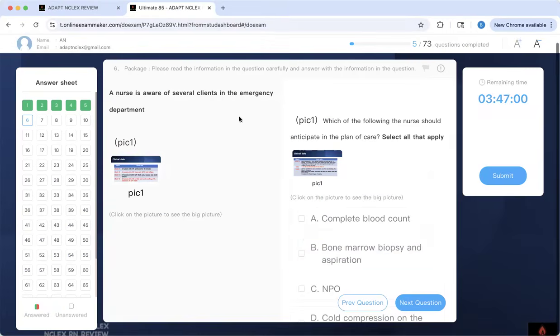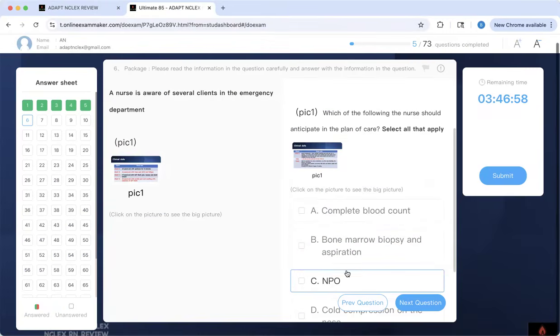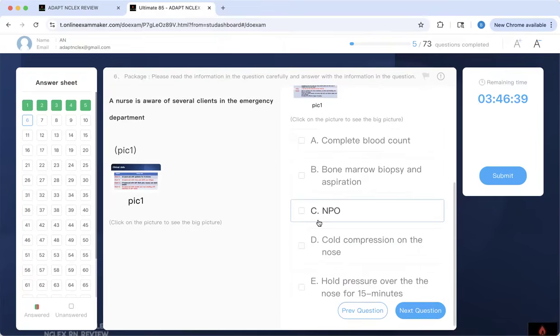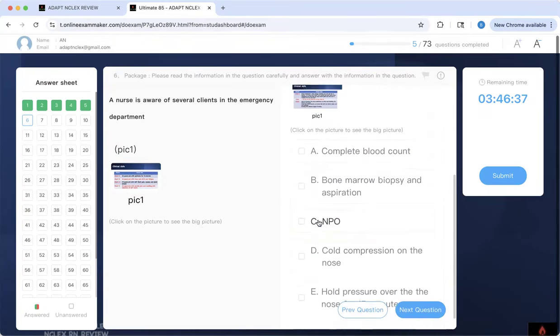Now you know what is wrong with the patient. What should you expect? Which of the following should you expect? We know he has a bleeding problem. Therefore, which of these are we going to do? CBC, bone marrow biopsy, NPO, cold compression on the nose, and hold pressure for 50 minutes. What do you think? Pick your answer and let me know.